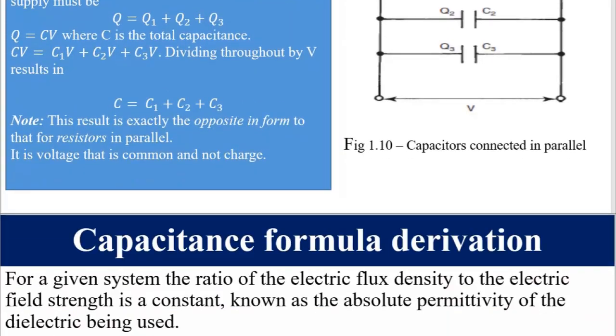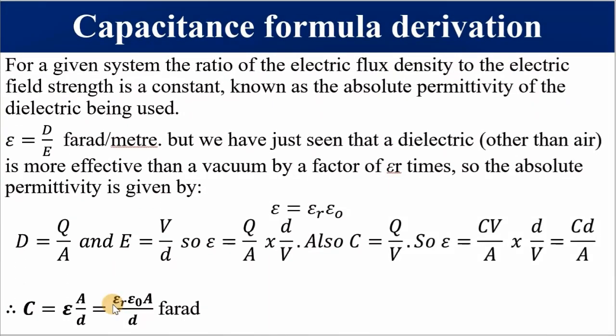Please take note. We are now going to derive the capacitance formula, and we are starting from epsilon is equal to the electric flux density divided by the electric field strength E, and this is what we call the absolute permittivity of the dielectric, and it is equal to epsilon naught times epsilon R, and it is measured in farads per meter. We have just seen that a dielectric other than air is more effective than a vacuum by a factor of epsilon R times. So the absolute permittivity is given, as I said, by epsilon R times epsilon naught.